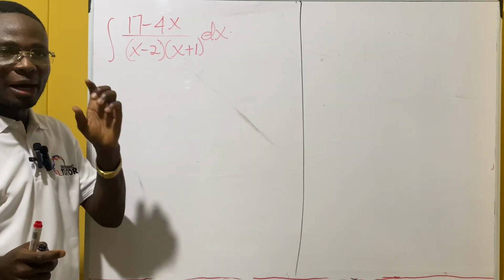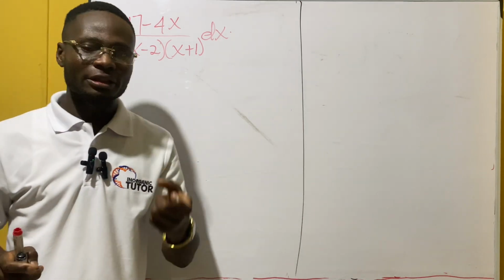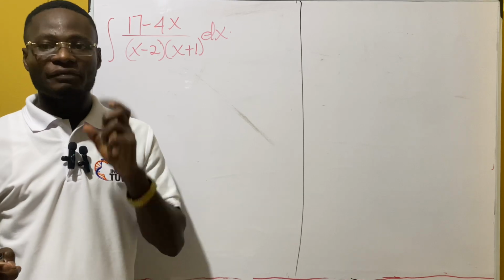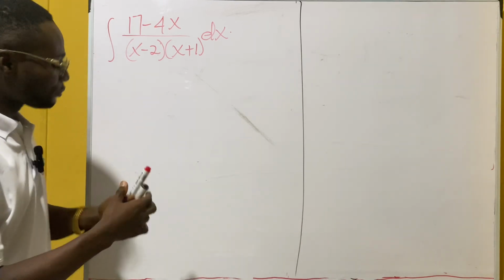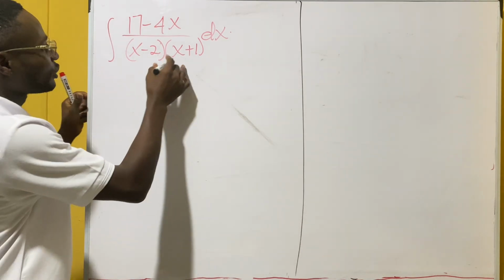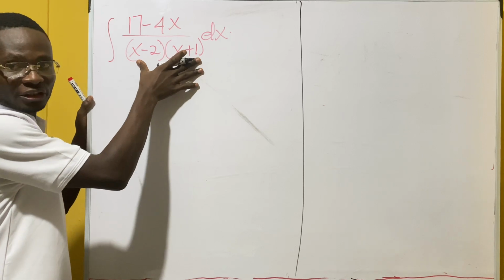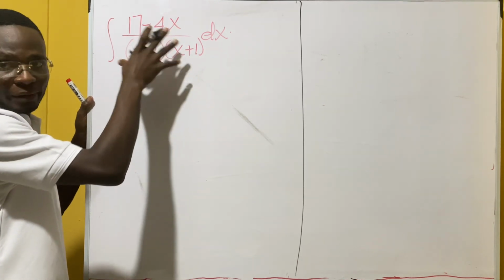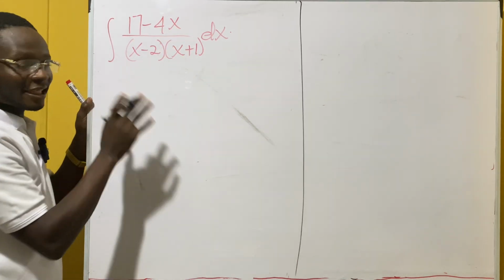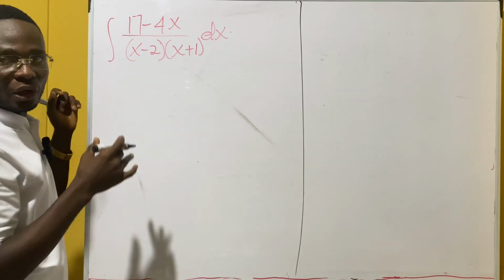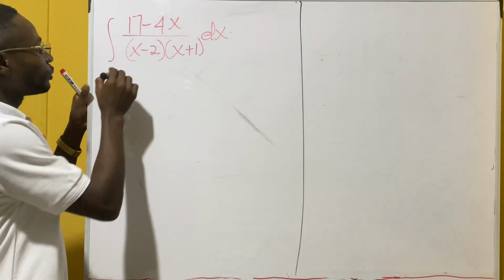Right. So right here, we know that we cannot integrate this right away. So we have to apply the integration by partial fractions. So we have to find the partial fractions of this particular function. So let's first do that, then we can go ahead and do the integration.